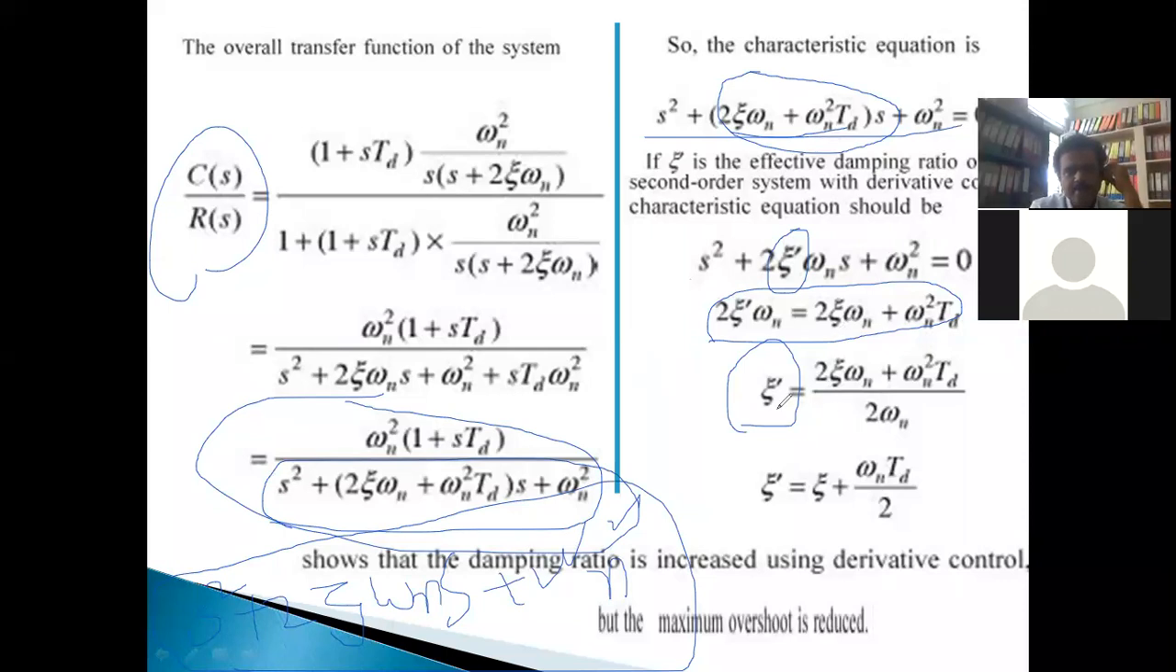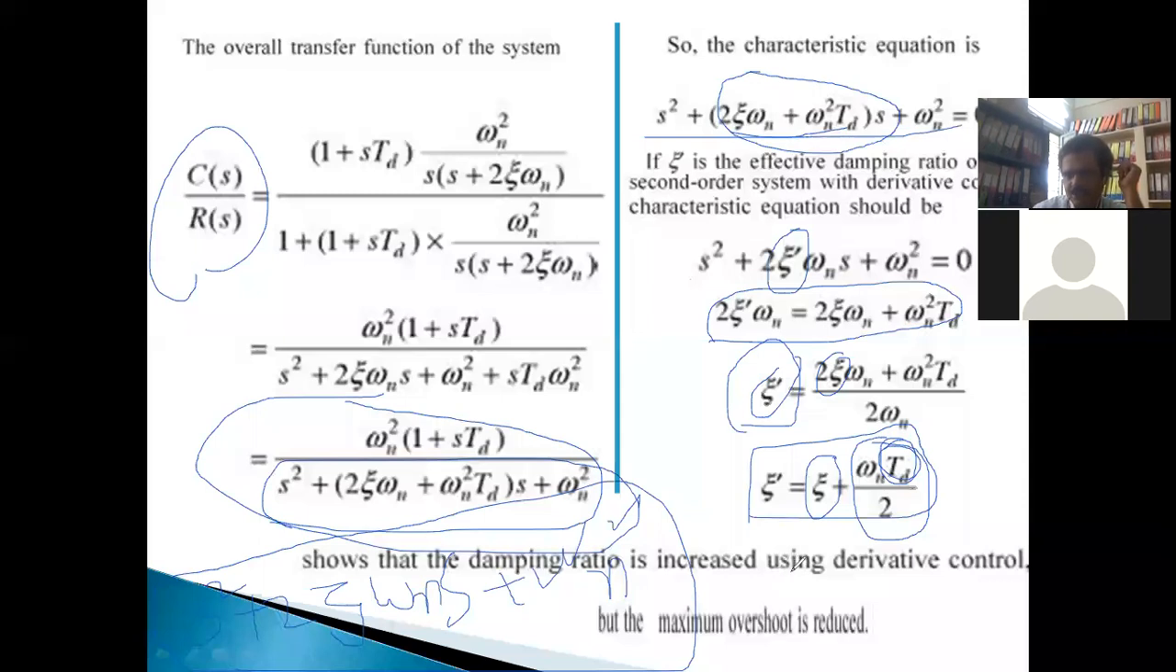So now if we observe this zeta value, the previous zeta without derivative control is only zeta. Now that value is zeta dash. If we observe this equation, the zeta value increases if we add derivative control to the system. Zeta is increased by omega n into Td by 2, where Td is a constant value, the derivative constant. So the equation shows the damping ratio is increased.